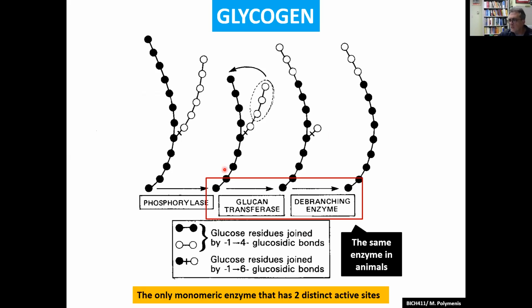It turns out that the glucan transferase and the debranching enzyme, in most species, are actually separate enzymes, but in animals, it's one. It's a monomeric enzyme, one polypeptide that has 2 distinct active sites. So there was some gene fusion event at some point in the animal lineage, and we have both of them in one protein.